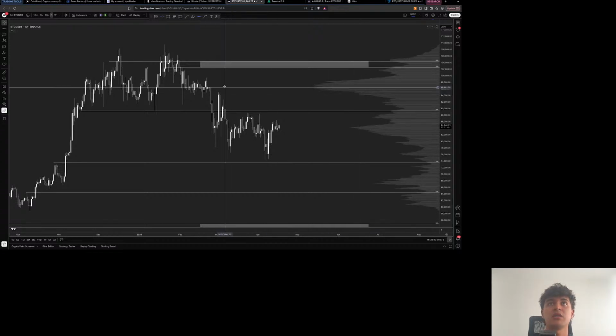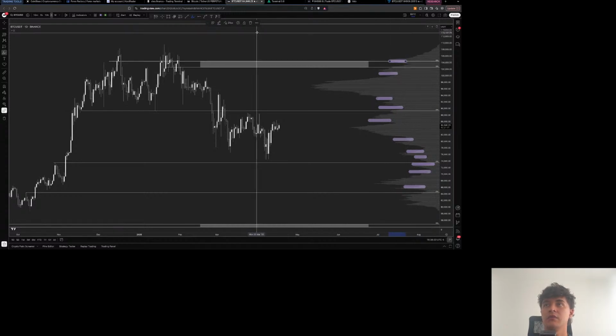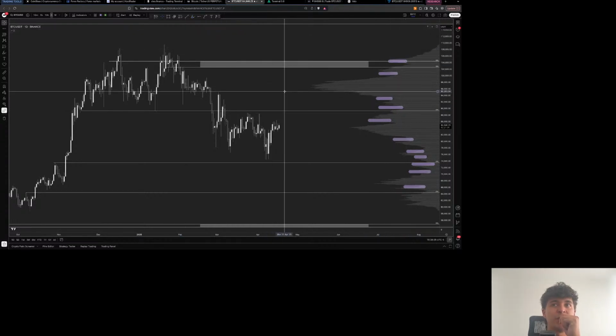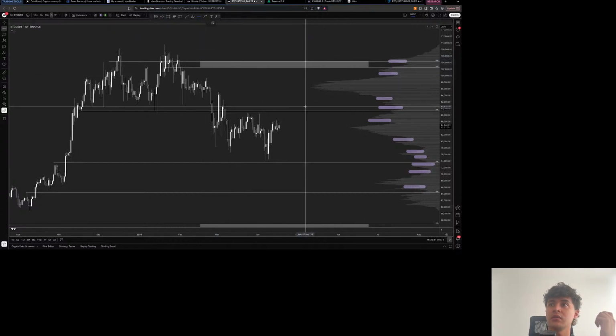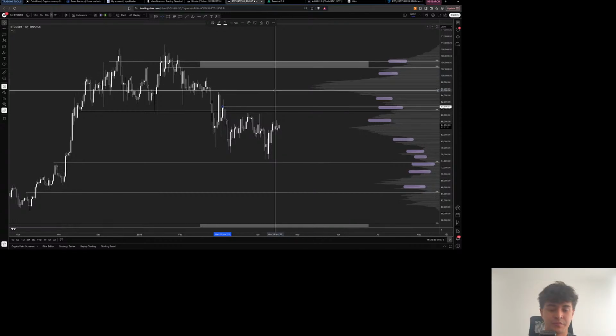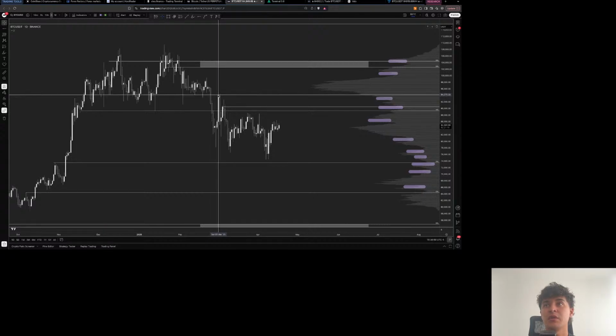All right, so basically what we are looking for is low volume nodes. We have one here, one here, one here, one here, here, here, here, and here. These are the low volume nodes that we are going to try and correlate with what price action did in the past. Okay, so this low volume node is directly correlated with this reversal candle over here. Okay, this low volume node over here is possibly directly correlated with this liquidity gap over here, and also with this reversal candle over here.